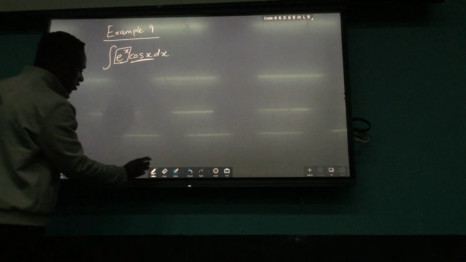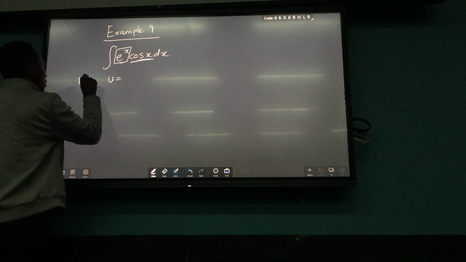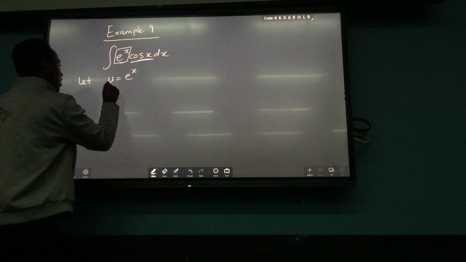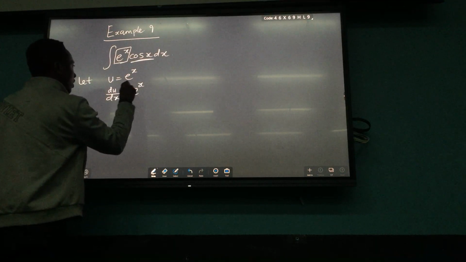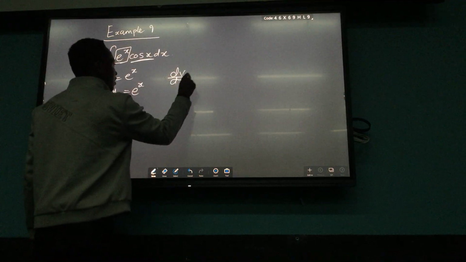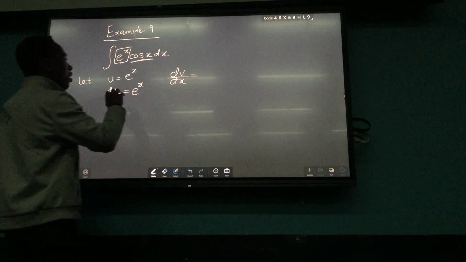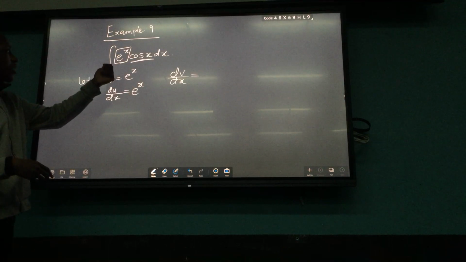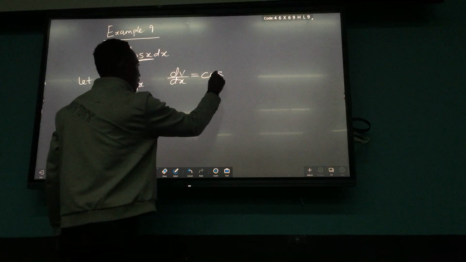If you are choosing u to be e to the x, you're going to say let u equal e to the x, meaning du over dx is going to be e to the x because it doesn't change. Then dv over dx is going to be what's remaining after we have chosen u. What's remaining of our integral after choosing u is cos x, so dv dx is going to be cos x.